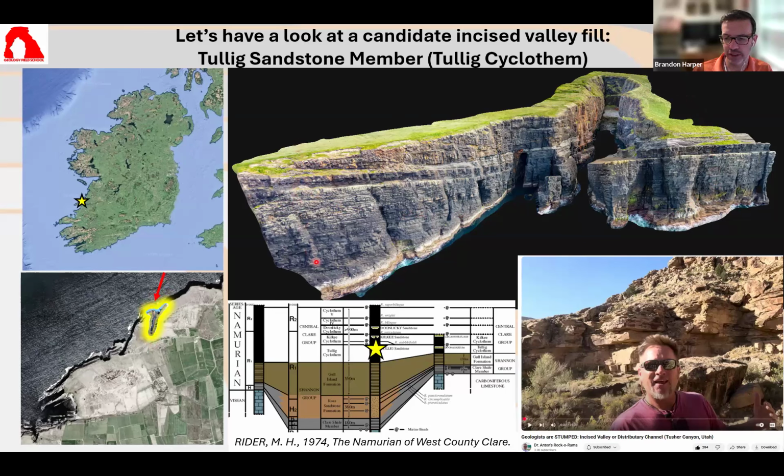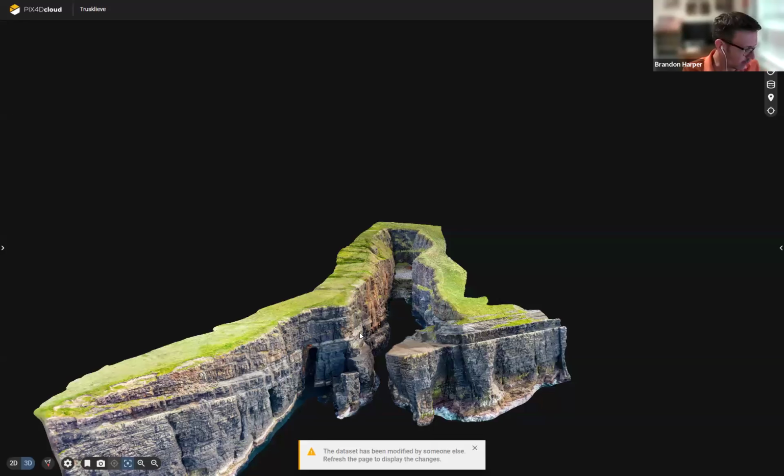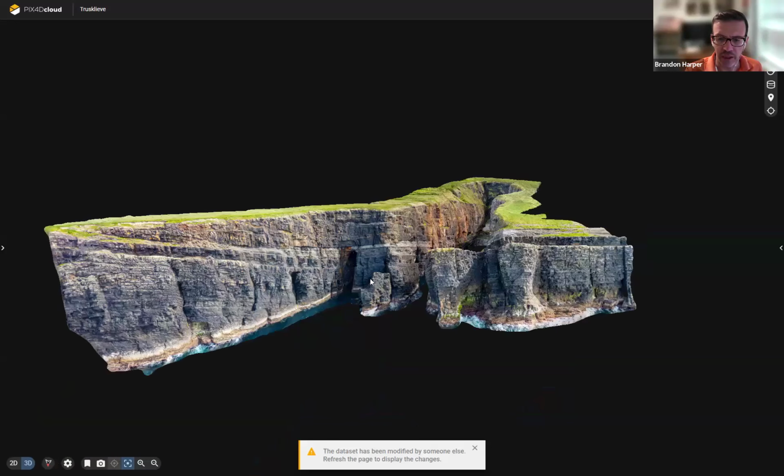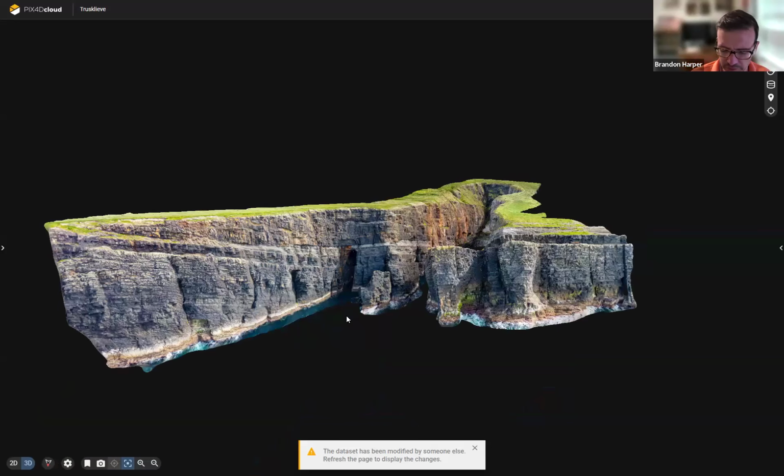For another example of incised valley fills, Dr. Anton put up a nice video on how he went through an exercise of identifying a candidate incised valley fill in Tusher Canyon in Utah. Now moving on to the model. Here is our 3D model of the outcrop. Just to set the stage, we're looking for sediment facies, stacking patterns, and stratal geometries that might help us better understand whether this is an incised valley fill.